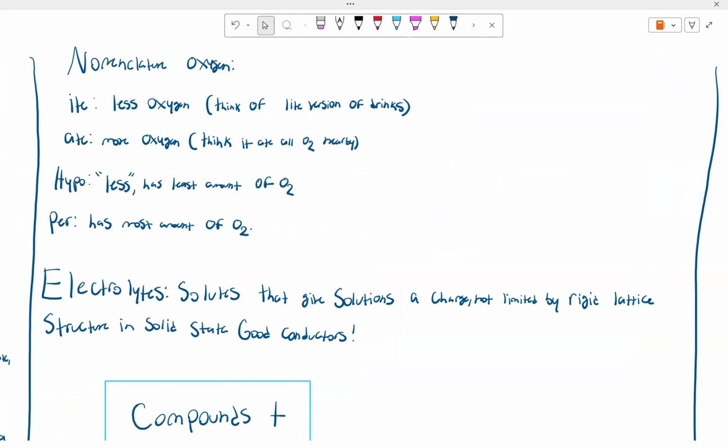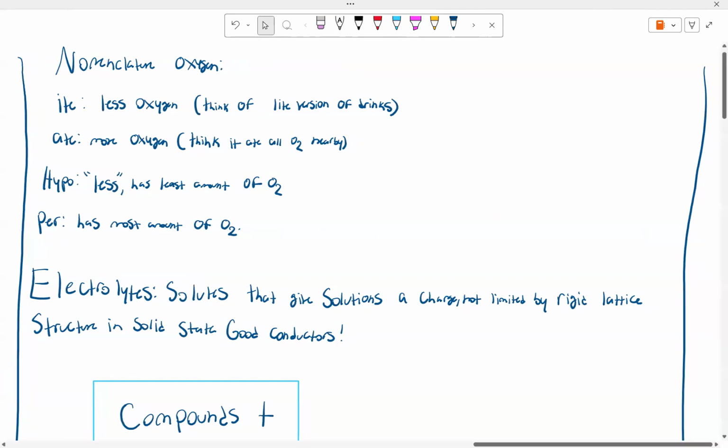Ate is like more oxygen. Think of the molecule ate, all of the oxygen nearby. Whereas hypo, remember like hypothermia, or like you have less heat, anything with hypo is kind of less. So it has the least amount of oxygen. And per has the most amount of oxygen.